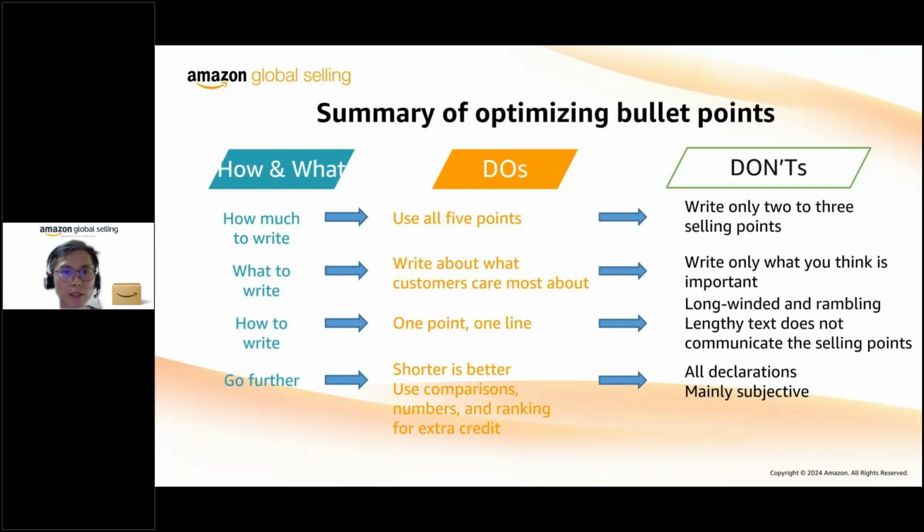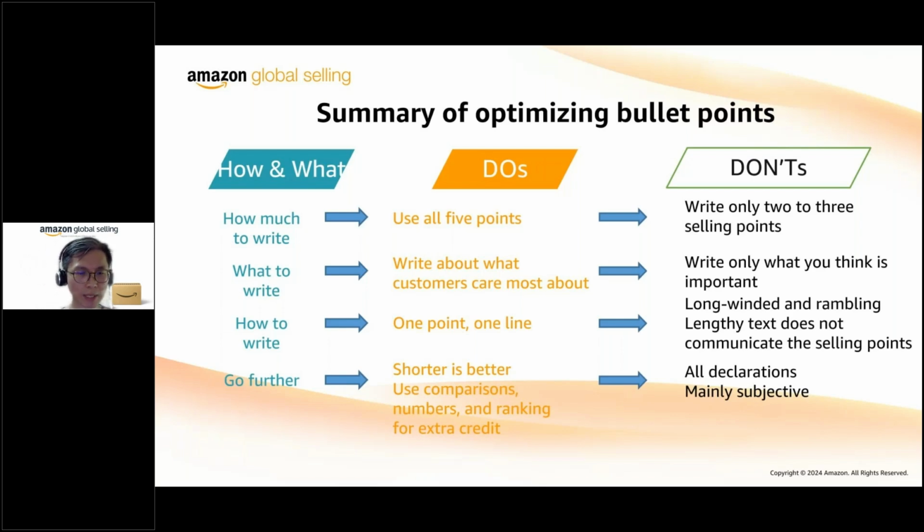Okay, so the last part is the do's and don'ts when you're optimizing your bullet points. You can use up to 5 bullet points, and I would strongly suggest you use all of them. Some other suggestions I would give is that you do not have to start from scratch. You can get ideas from your competitor products, to look at how they put their bullet points together if you think it makes sense. And if your product has no competing product, then that's even better, meaning that you might be selling into a niche.